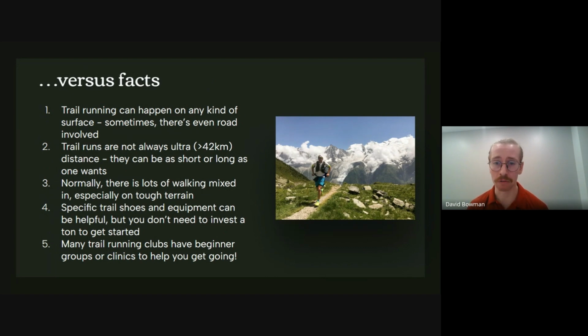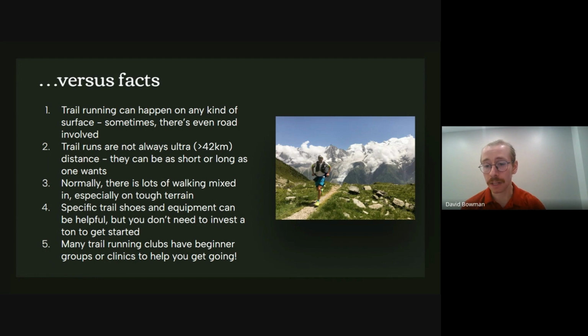So this can be gravel crusher paths, it can be trails in the forest, and sometimes there's even a little bit of road involved. And trail runs don't have to necessarily be super long distances. So they do not need to be these ultra marathon, more than 42K distances. They can be a couple kilometers long or really as long as you want them to be.